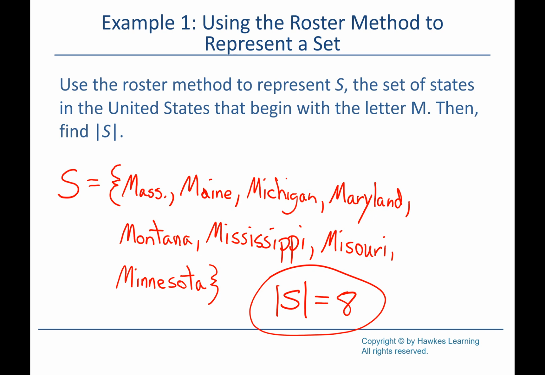But this one says, use the roster method to represent S, the set of states in the United States that begin with the letter M, and then find the cardinal number of S. So we've got all of our states there. I can never remember how to spell Massachusetts, so I abbreviated. And then how do we come up with the cardinal number? Yeah, we just count how many are in our set, right? So as long as you don't miss any, you get them all in there. And we've got 8 states that start with the letter M, so our cardinal number there is 8.